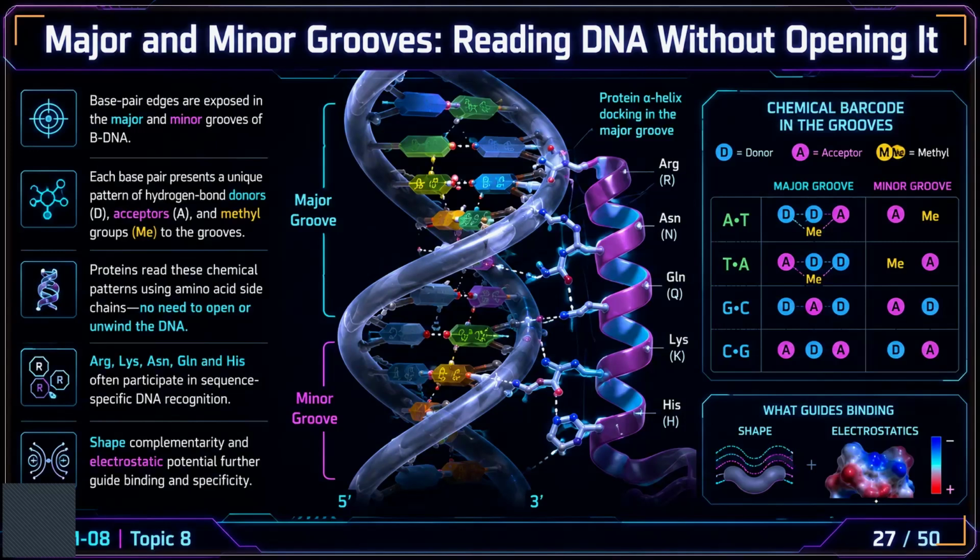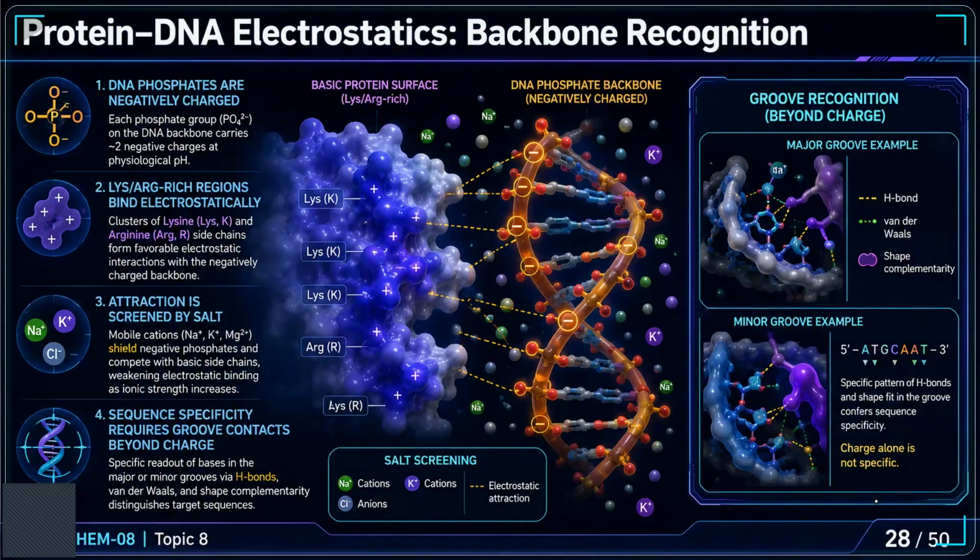Certain amino acids often participate in sequence-specific recognition because they have the functional groups to do so, and shape complementarity and electrostatic potential further influence binding, uniqueness, and specificity. Obviously, outside negatively charged, non-polar interactions, hydrogen bonding, then proteins basically roll it up, and that's how the whole thing becomes recognizable.